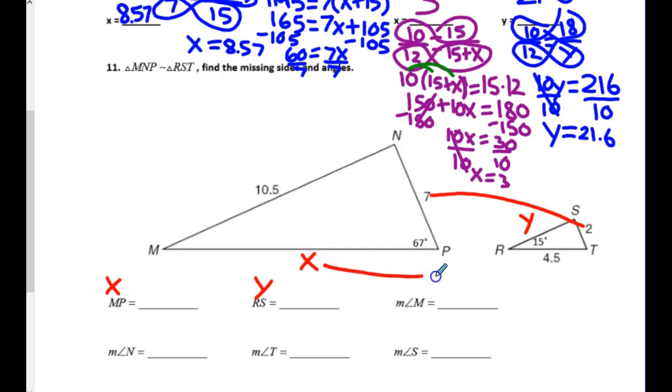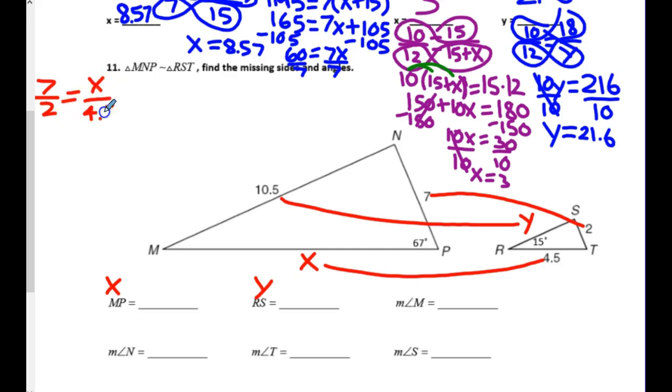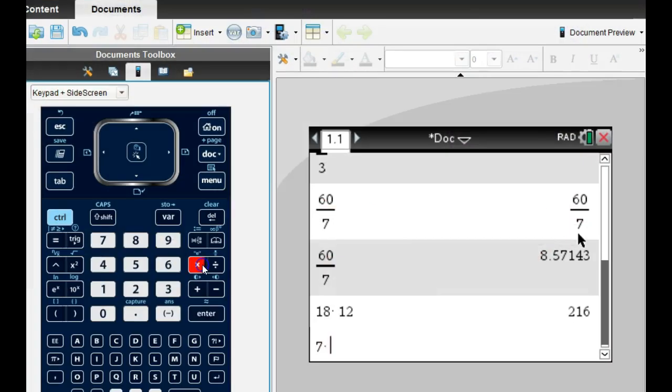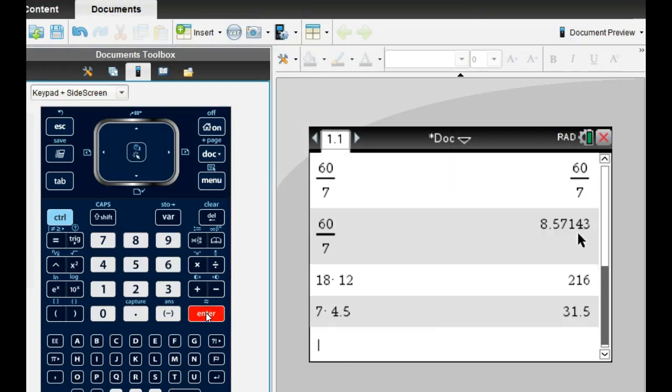So this X goes with 4.5, and this 10.5 goes with Y. So I'm able to make my two fractions, cross multiply and divide. So I'm going to use the two I know, 7 over 2. And first thing I'm going to look for is X, and so that's going to be X to 4.5, so that equals X over 4.5. And then we cross multiply and divide. So 2 times x is 2x equals 7 times 4.5 is 31.5.